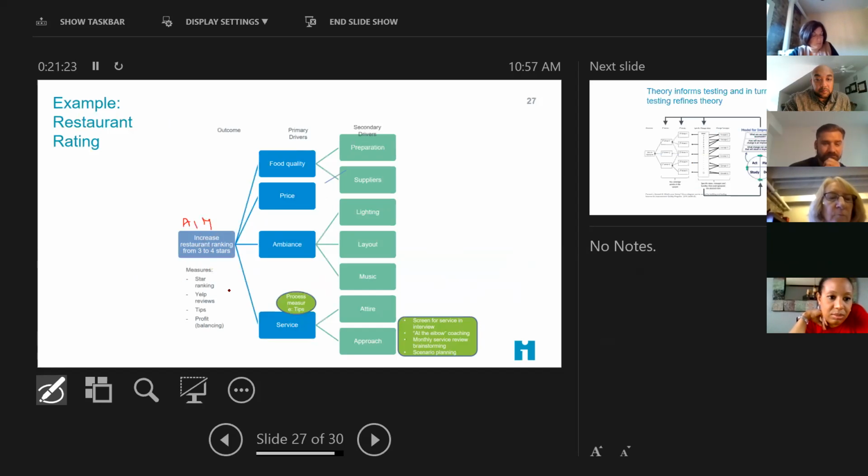And you can see it's measurable. I don't have the by when here because I haven't actually opened it yet. And then I put here what some of my measures might be. So I might look at my star ranking. I might get some qualitative data from the Yelp reviews. I might actually look at profit as a balancing measure. Am I making sure that while I'm providing a really high quality product, I can still stay in business?